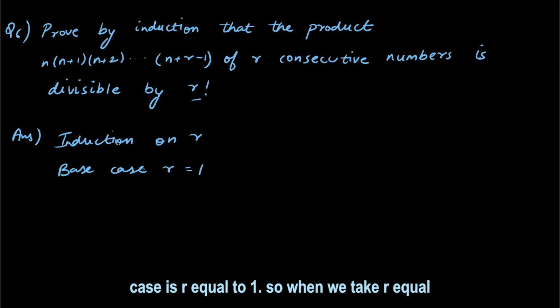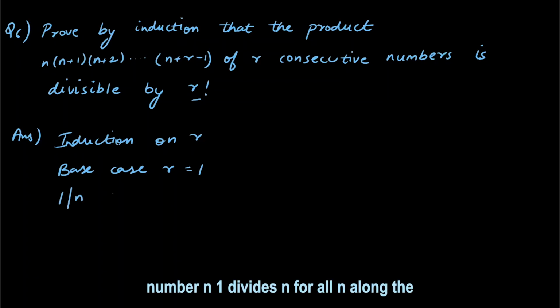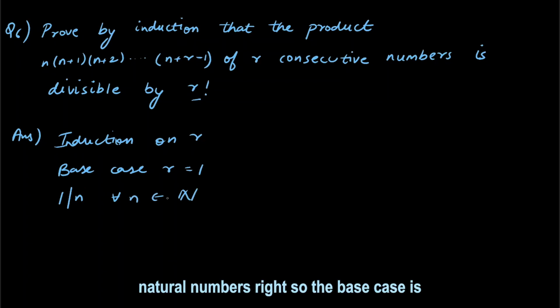So when we take r equal to 1, essentially what the base case statement is trying to prove is that all natural numbers n are divisible by 1, which is true because 1 divides every natural number n. 1 divides n for all n belonging to natural numbers, right? So the base case is true, right?